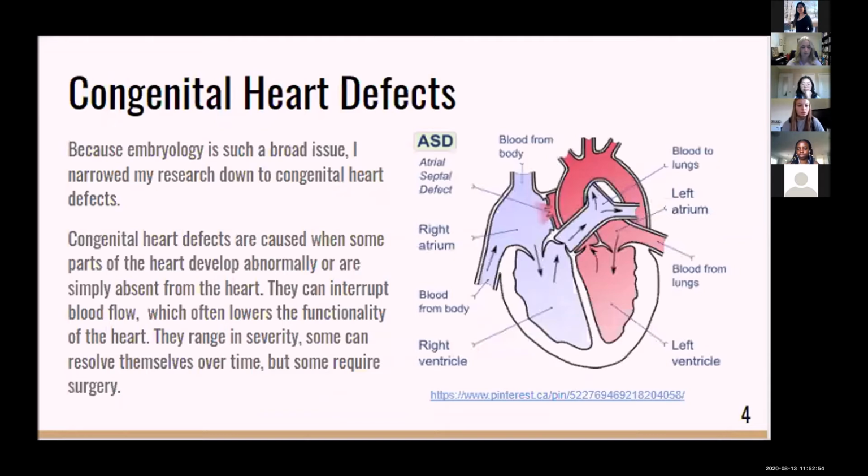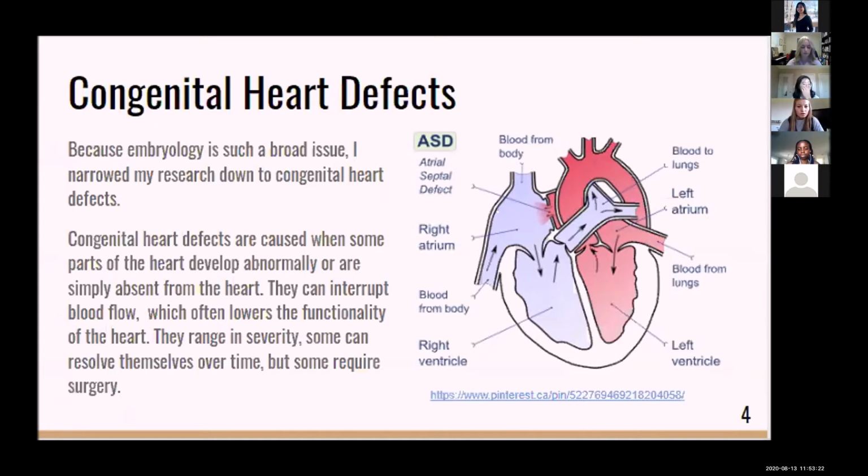And more specifically, congenital heart defects. Because embryology is such a broad issue, I narrowed it down to just congenital heart defects. And I made this decision with the help of my supervisor and the rest of the design team, but also because of a personal connection I have. One of my close family friends adopted a baby 3 years ago who had 2 heart defects, and I thought it would be interesting to design a resource that would be helpful to someone that I know personally.